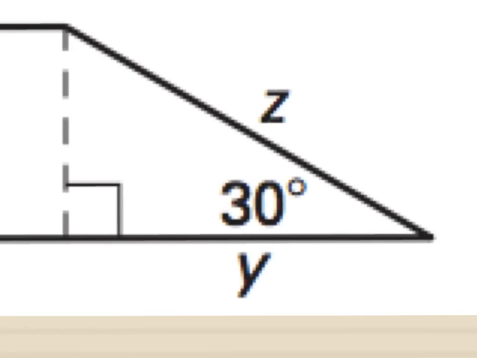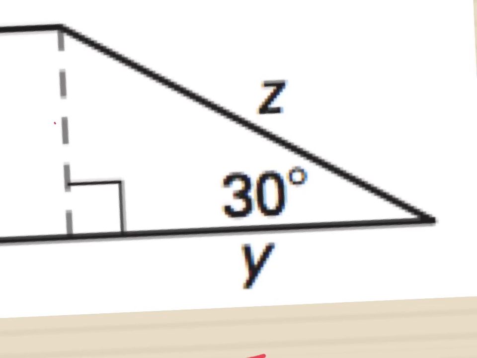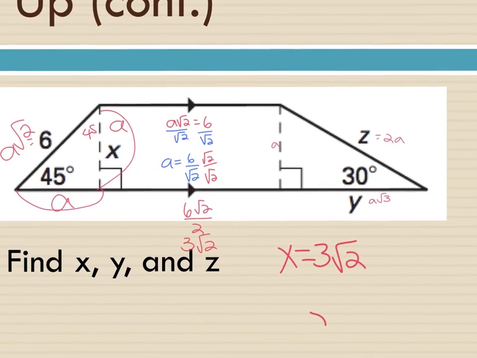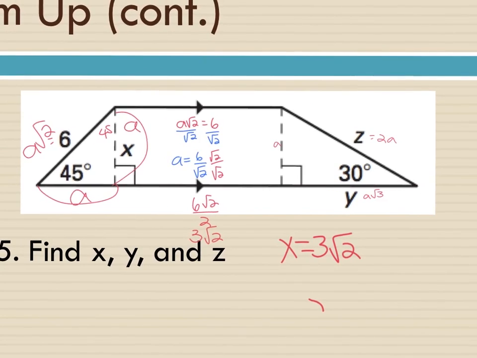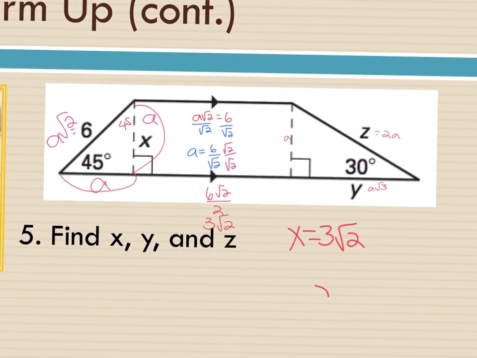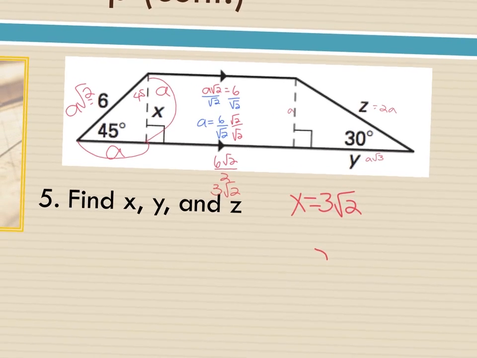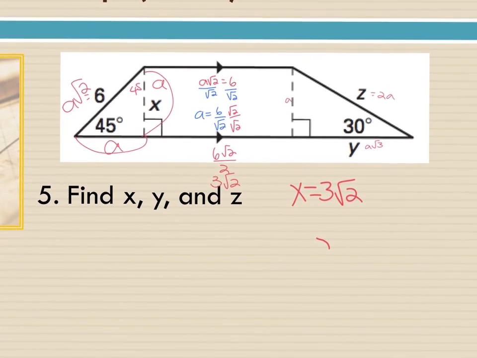The 30, 60, 90, this is your A. This is your A root 3, and this is your 2A. But I need the other side. Yep. Where is this? Is this still warm-up? This is on the warm-up, but it's not on the warm-up from yesterday. Like, it's on the actual warm-up. I cut it off for yesterday. I didn't want you to freak out because I wanted to work through it with you.